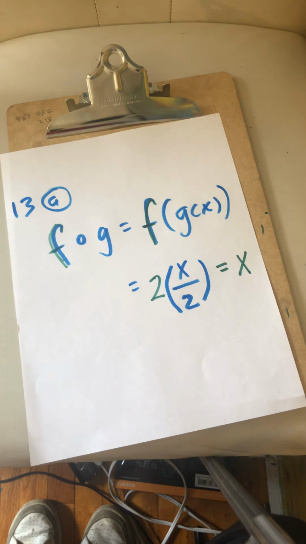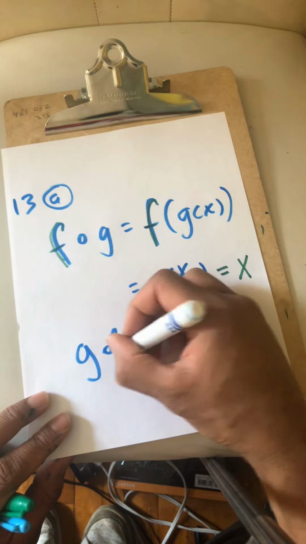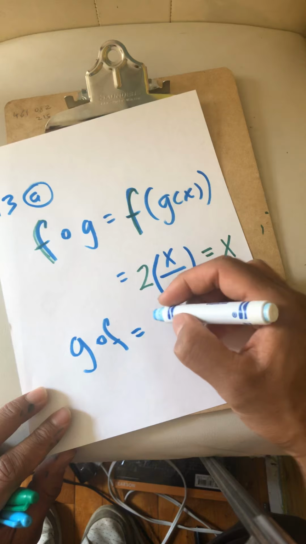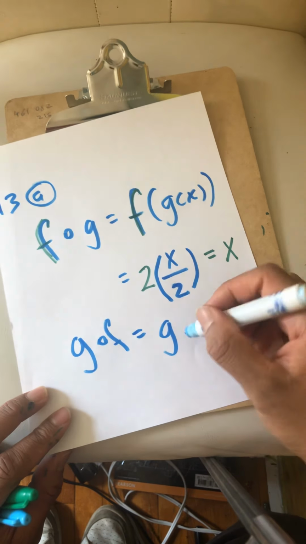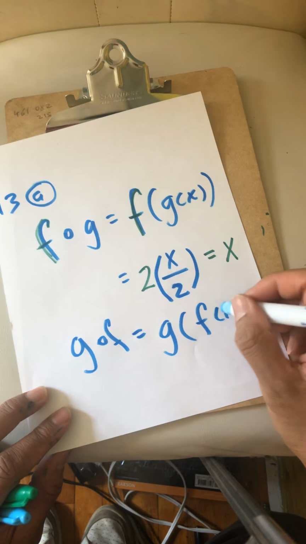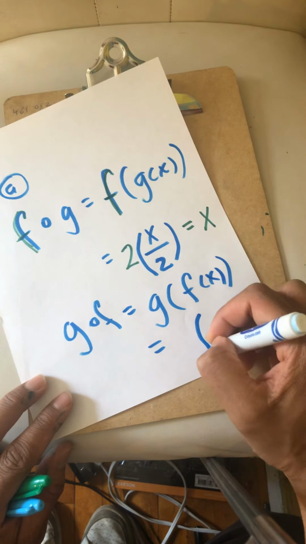Similarly, if you go in the other direction, g composite f, what you're going to have here is f of x on the inside. F of x now becomes the input. In other words, the input now is going to be 2x.